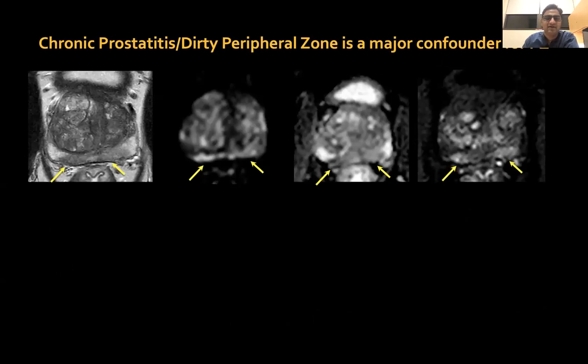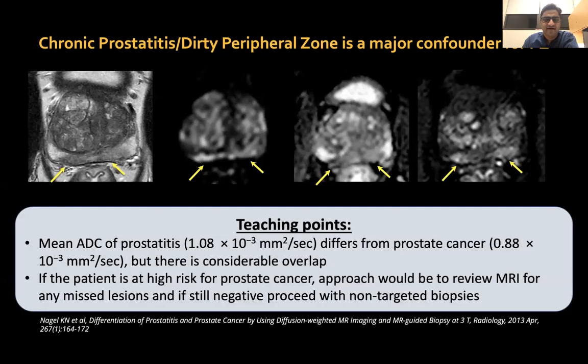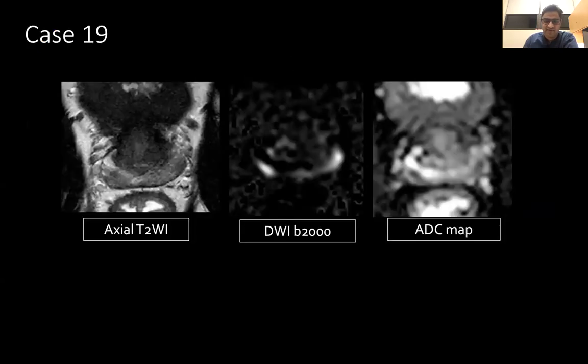So having said that, chronic prostatitis of the peripheral zone is a major confounding factor, and you need to look for lesions within it. There is an overlap of the ADC of prostatitis and prostate cancer. So if you find an abnormality within an area of prostatitis, you go for biopsy, depending upon how much high restricted diffusion is there. Also, if the patient is at clinically high risk for prostate cancer and has prostatitis, you might still want to consider biopsies in that setting.